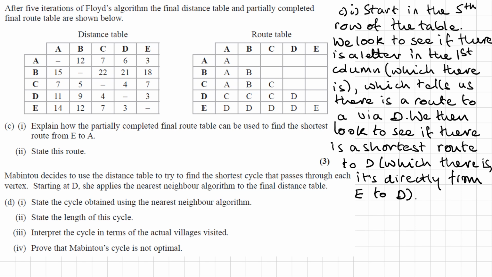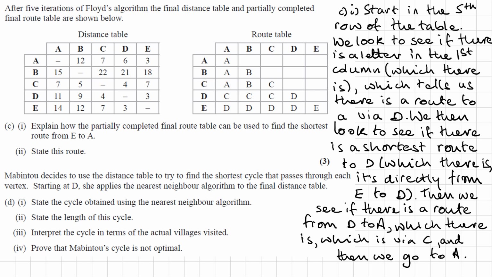Now we've got from E to D, we still need to get to A, so we go to D and see which route is the minimum route, if any, to get to A, and that's going to be via C. And we can confirm that that is going to be the shortest route, because if we go to C, that will take us to A. Okay, so that completes the explanation of how we can use this root table.